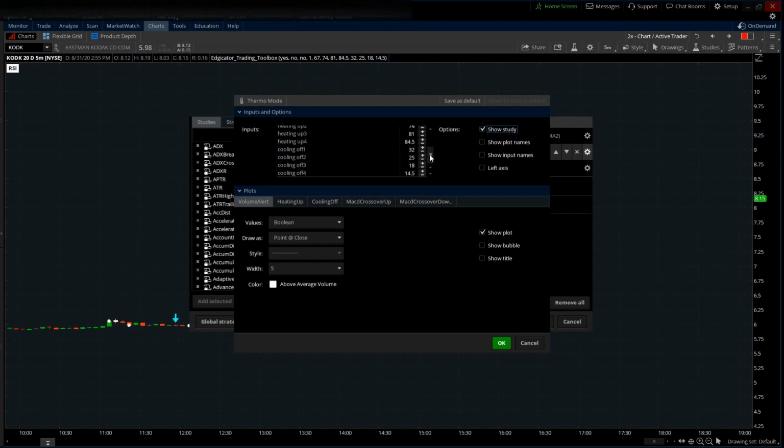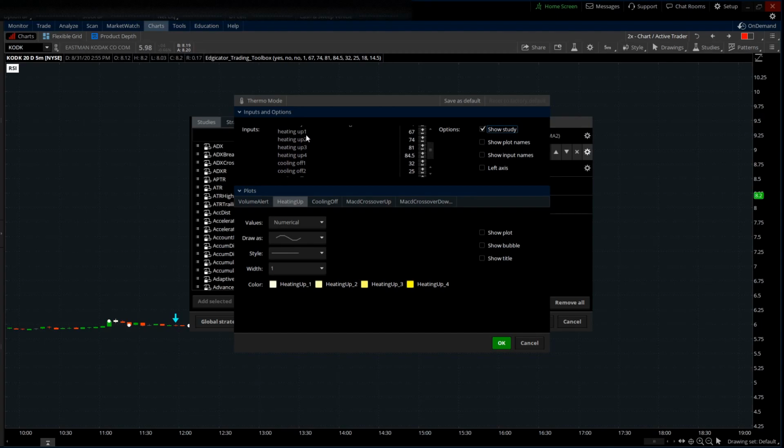Now, like I mentioned, you can change the colors and size of things right here for the volume alert, the little dots on the bar. You can change the size and you can change the color of it. The heating up, like I mentioned, you can change those colors as well. It's heating up 1, which is basically the first level of overbought, and heating up 2, 3 and 4, which is basically overbought 1, 2, 3, 4, those 4 different levels as defined right there.